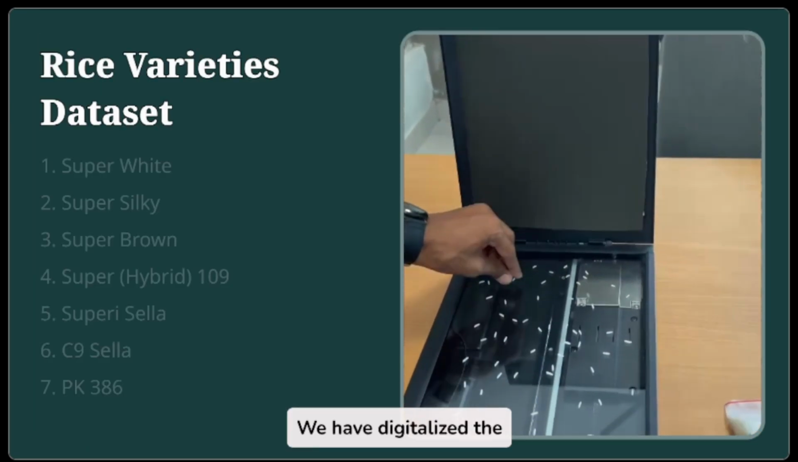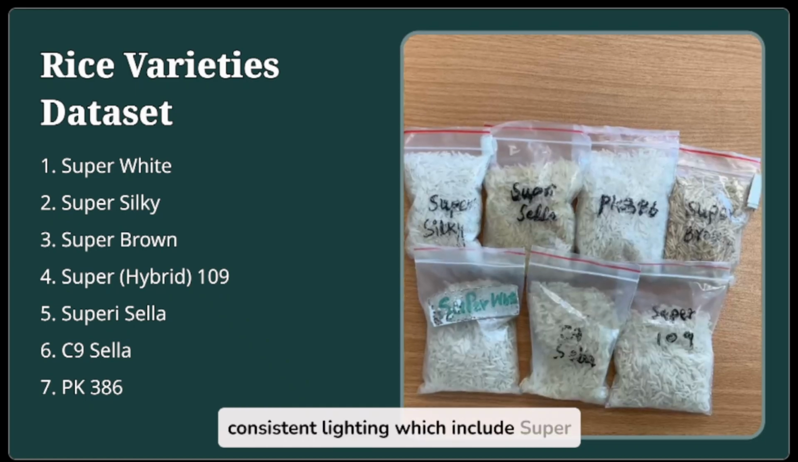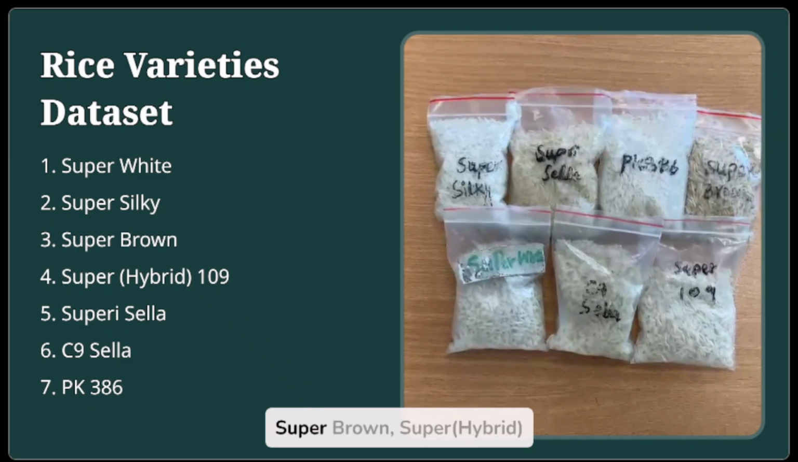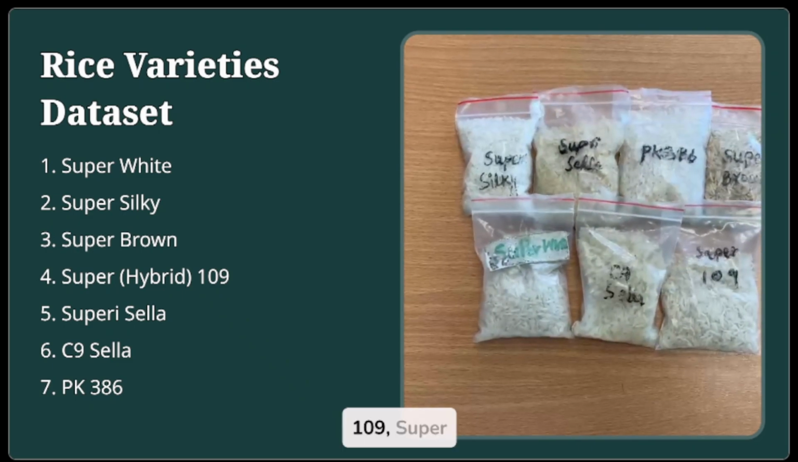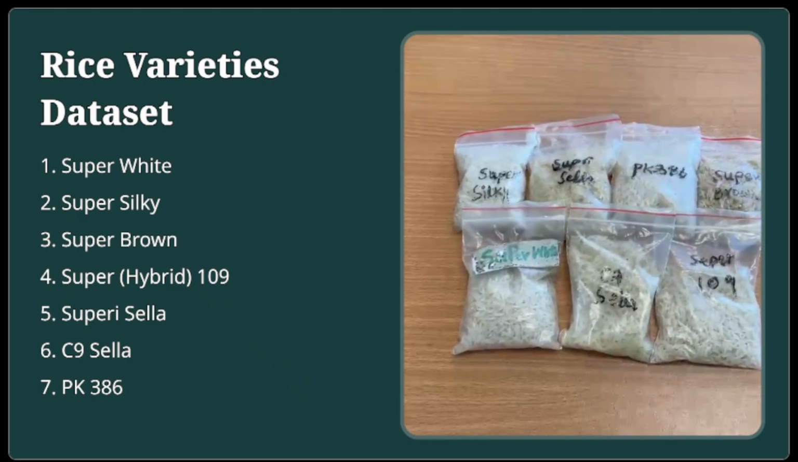We have digitalized the dataset of 7 pure rice varieties, photographed under consistent lighting, which include Super White, Super Silky, Super Brown, Super Hybrid 109, Super Sela, C9 Sela, and PK386.